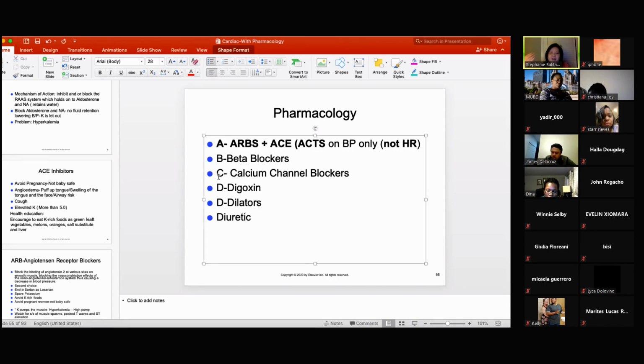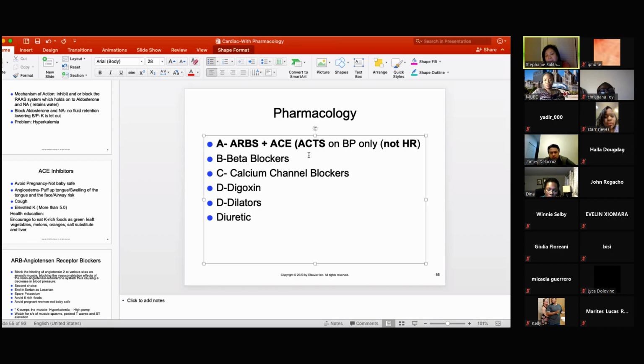So if you ever come across questions like that, ACE inhibitors and angiotensin receptor blockers are your A's. B, beta blockers. C, calcium channel blockers. D, digoxin. D, dilators. And D, diuretics. A, B, C, and 3 Ds. So that is what it is. Antihypertensives that work specifically on the heart.